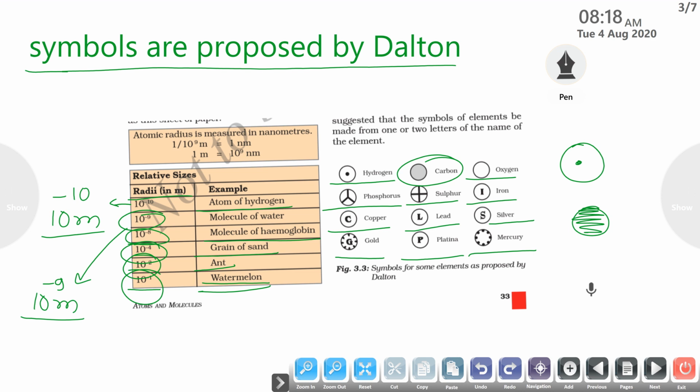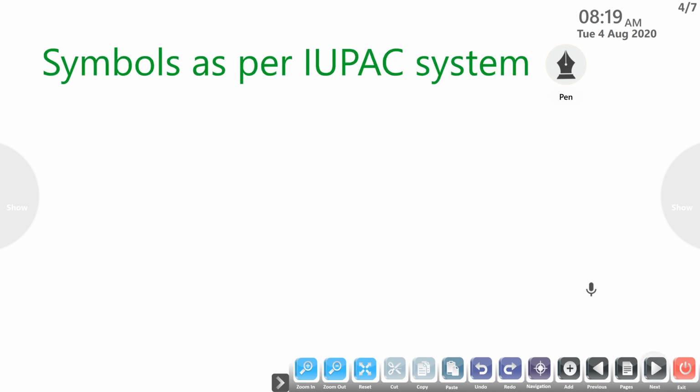But here, Berzelius is a scientist. He proposed that for the symbols of the elements, we use one or two letters of the name of the element. That means we are using the first letter or second letter of an element. It is proposed by Berzelius. Now in the IUPAC system, we are also continuing the same concept.